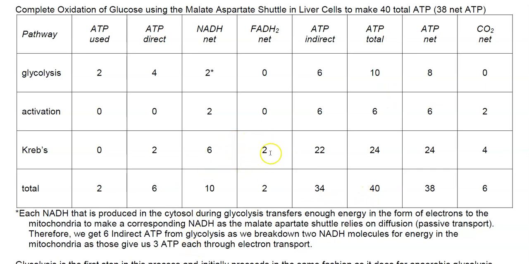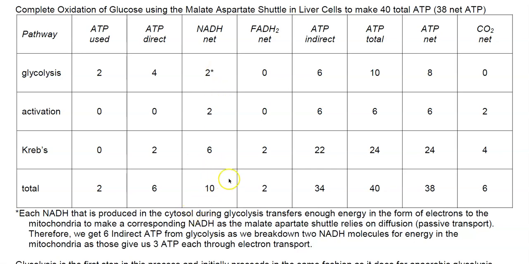The FADH2 net, in this case, we only have 2, which gives us 2 FADH2s, which doesn't give us very many ATPs, but that would give us 4 ATPs total. The NADH is 2, 2, and 6. Remember, we make 3 NADH per turn of the Krebs cycle, and since we have 2 turns of the Krebs cycle, then we have a total of 6 NADHs here. In the activation step, we got 2 NADHs, and then the NADHs we made in the cytosol during glycolysis stayed NADHs because we passively transported them in by the glycerol phosphate shuttle.